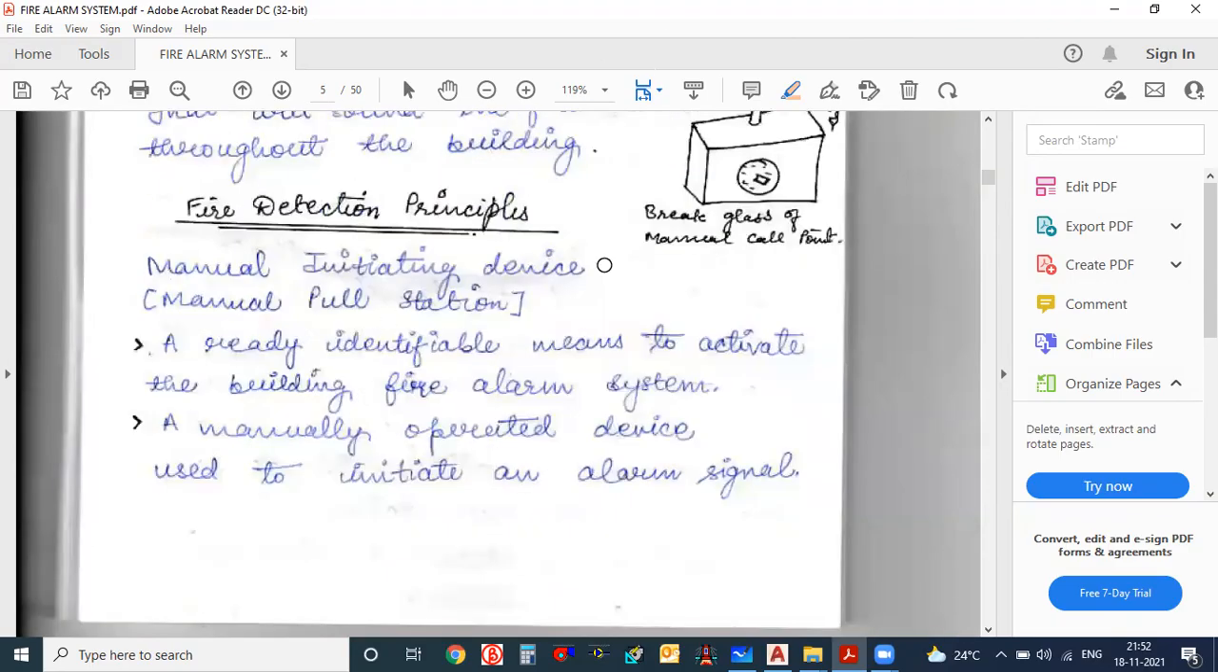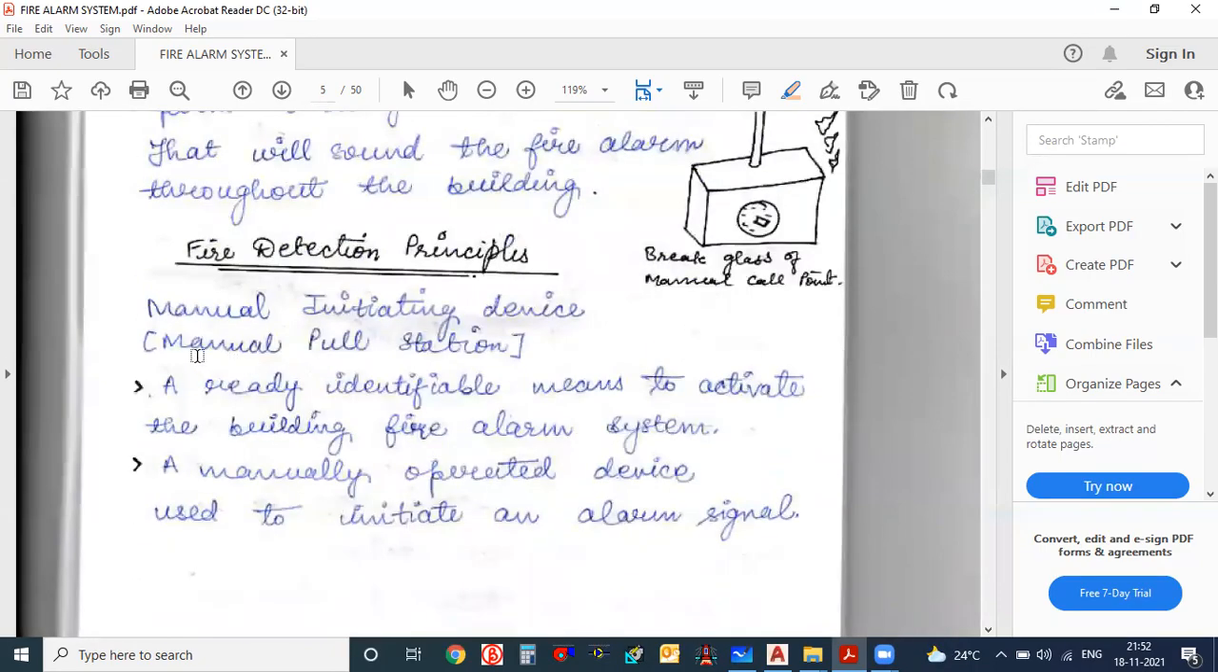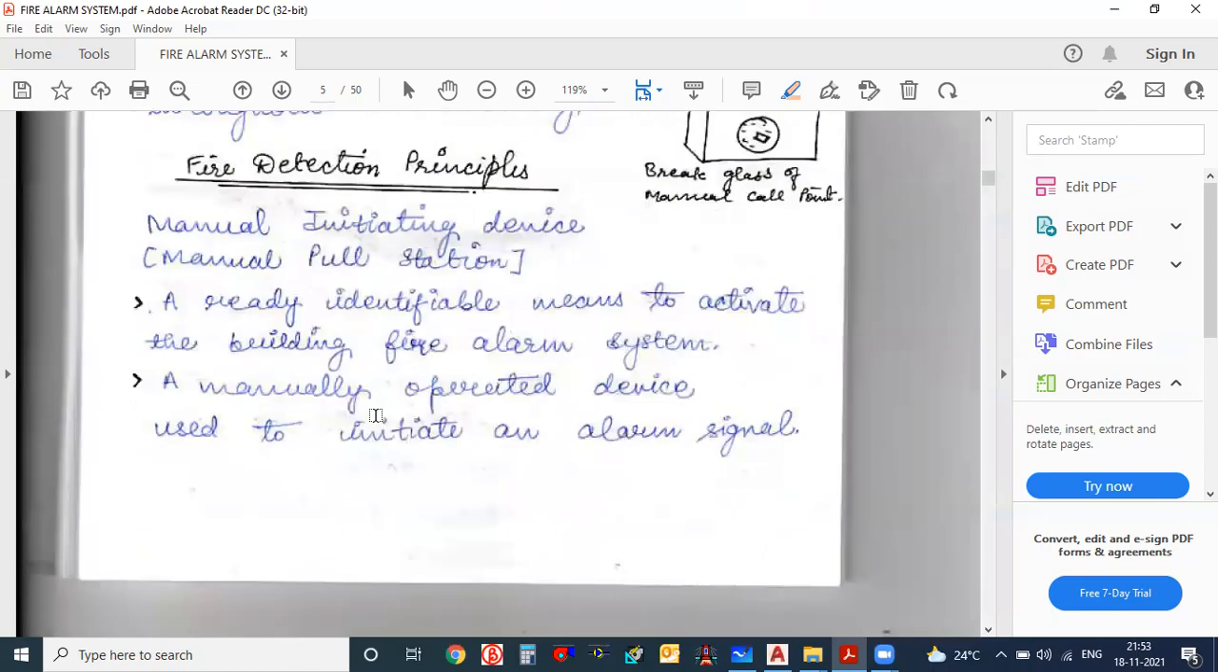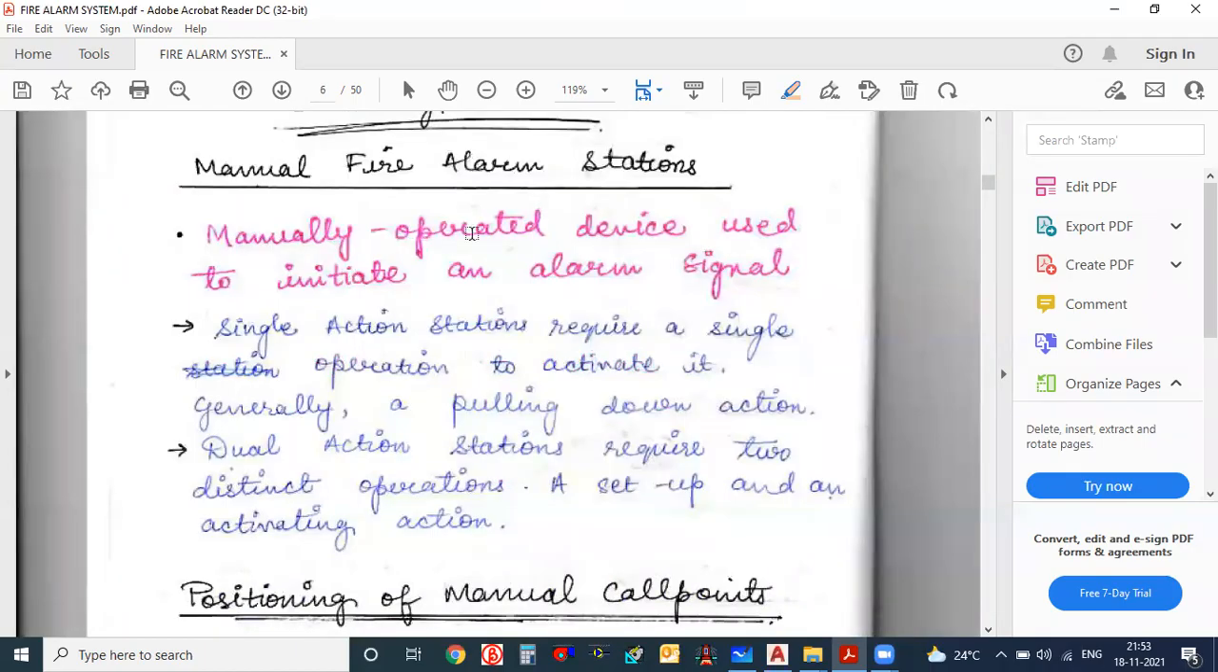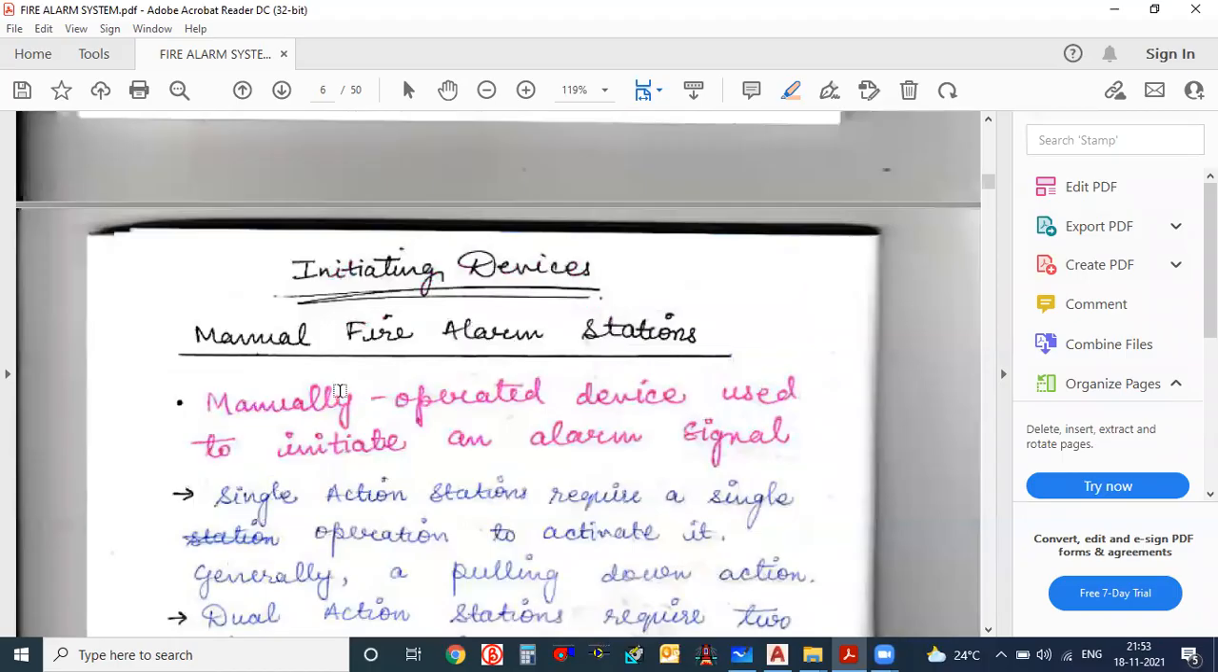And after that, fire detection principle, manual initiating device. So this manual call point is also sometimes called a manual pull station. Don't get confused with manual call point or manual pull station. A readily identifiable means to activate the building fire alarm. A manually operated device used to initiate. Initiating devices, manual fire alarm station, manually operated devices used to initiate, and single action station require a single operation. See, everything it is talking about the manual call point only.